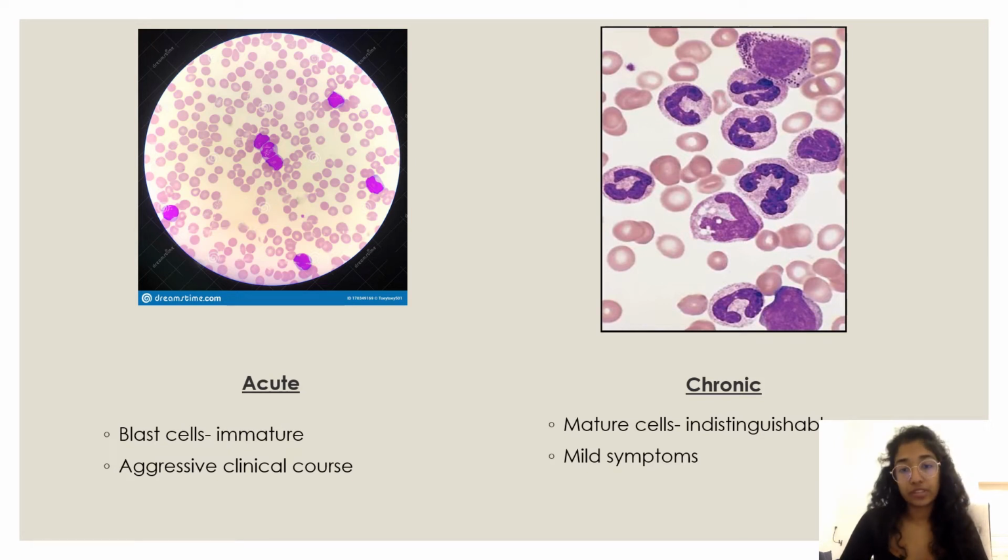And moreover, the second difference is that acute leukemia will have a more aggressive clinical course. So the onset, the progression, and the quick worsening of symptoms will all occur in a shorter period of time, as opposed to chronic leukemia, where it's more of an insidious onset and lasts for a longer period of time, with symptoms being not too overtly aggressive. They'll be more generic, non-specific symptoms.